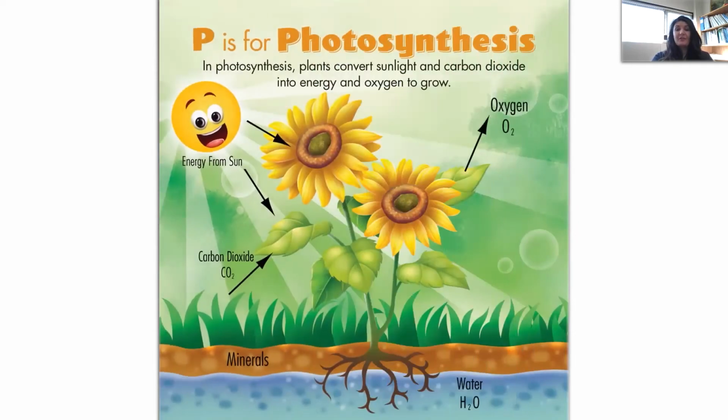P is for photosynthesis. In photosynthesis, plants convert sunlight and carbon dioxide into energy and oxygen to grow. Photosynthesis is a way that plants breathe. They give off oxygen so that we can breathe in the oxygen.